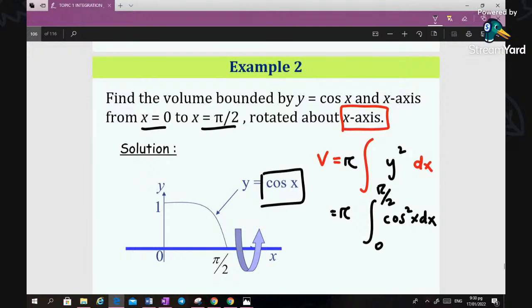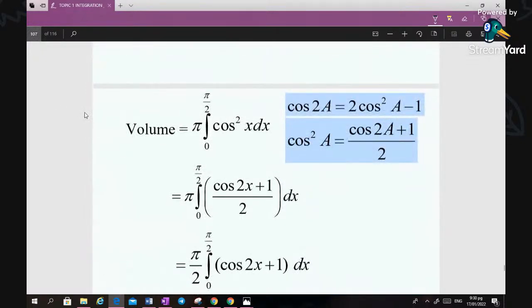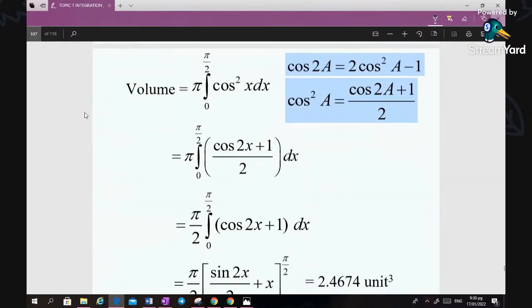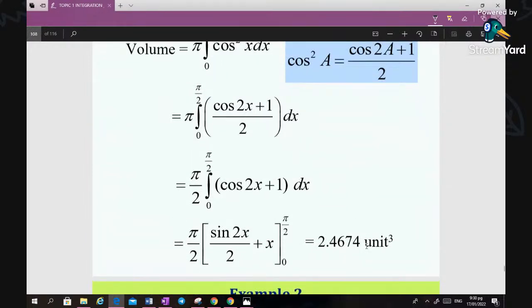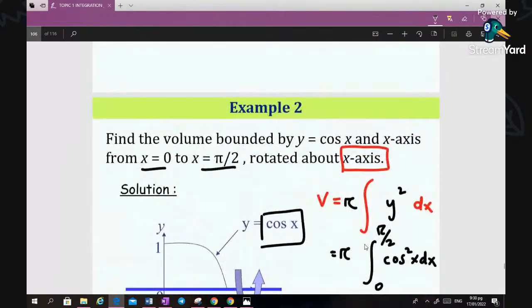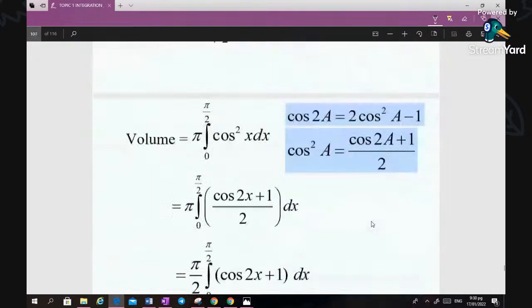The next step is where you just apply the rules of integration or whichever technique of integration applies. I'm not going to discuss it here, and this is the answer. I'm going to emphasize how to write down the formula of volume in this lecture.